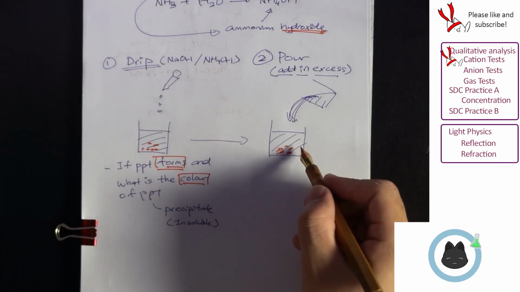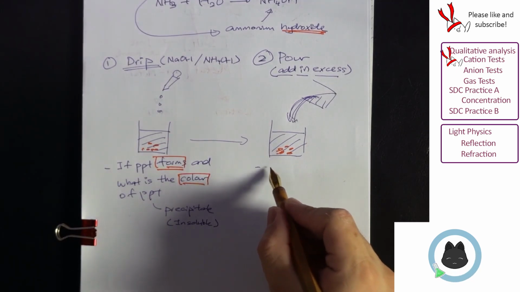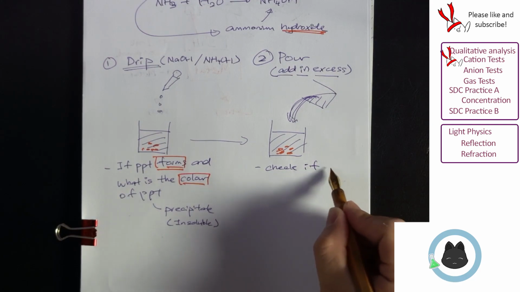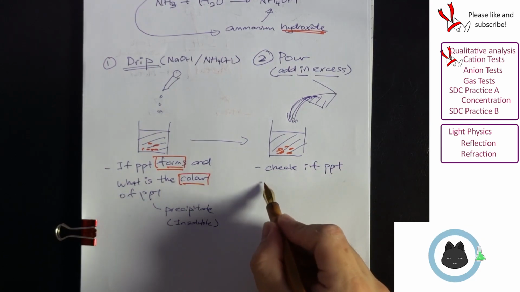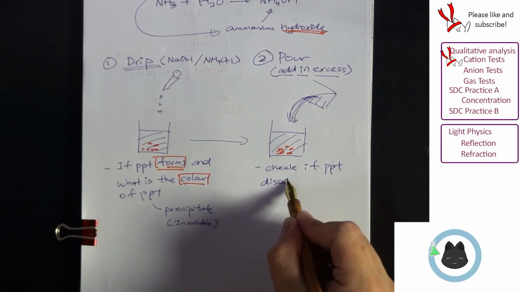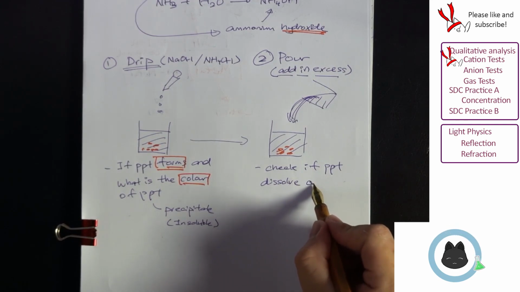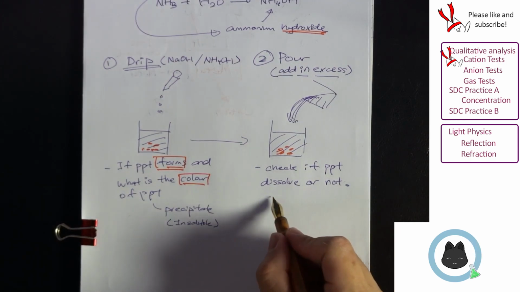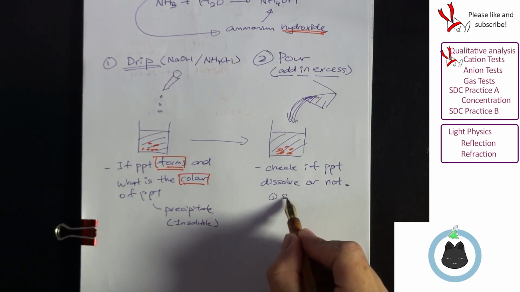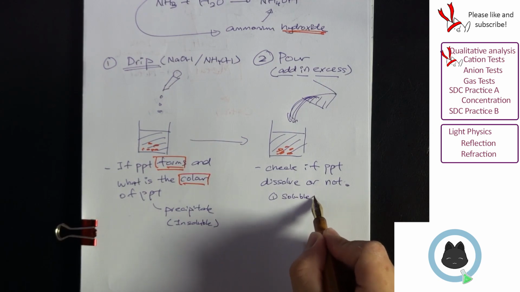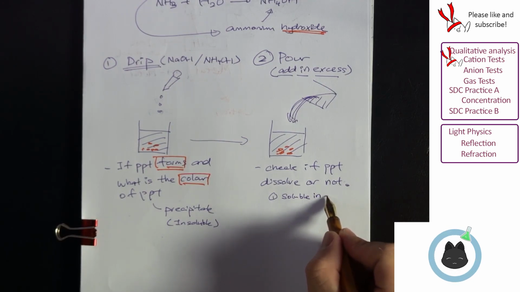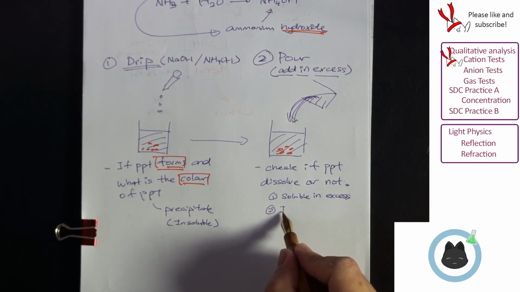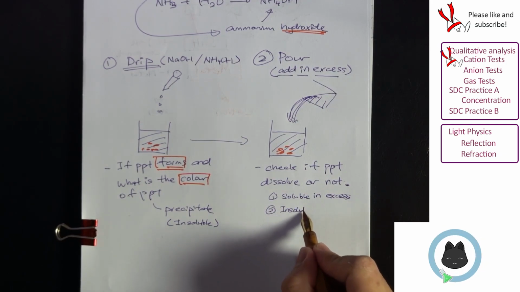So why do you do the second step? It is to check if PPT dissolves or not. Basically, you can only have two outcomes. One, the PPT becomes soluble in excess. Two, the PPT becomes insoluble in excess.